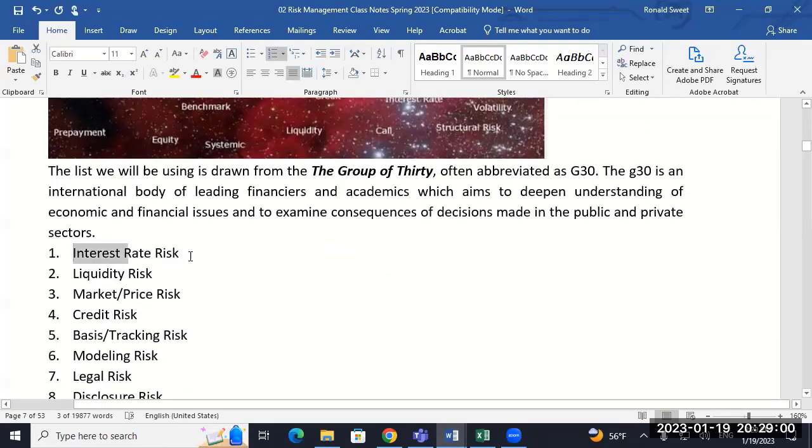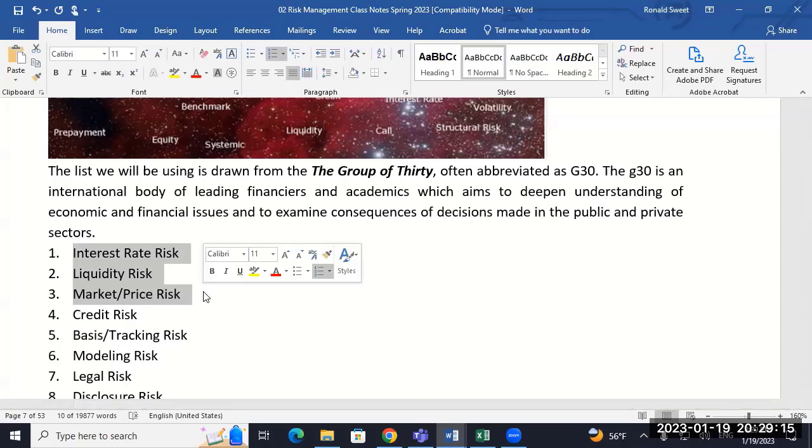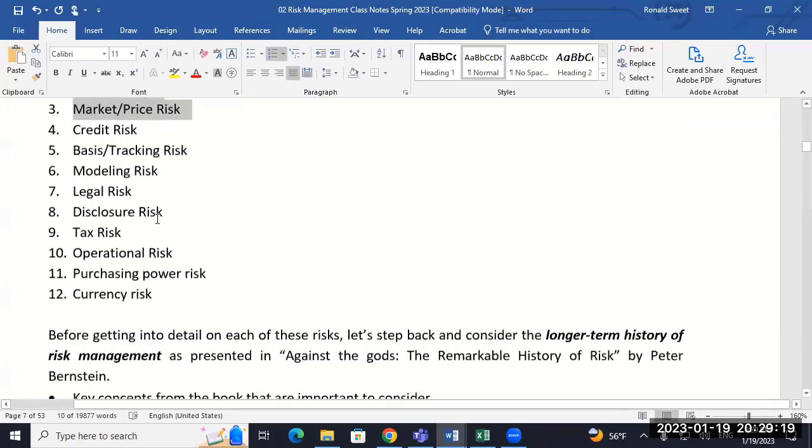We're going to spend the bulk of our time on interest rate risk and market risk. Those are the two where we have the most to say. And your paper is really going to focus on these first three. I used to include credit risk, but it's just way too much, and it's a lot of cumbersome stuff that you don't really learn much from. So I took that out of the paper.